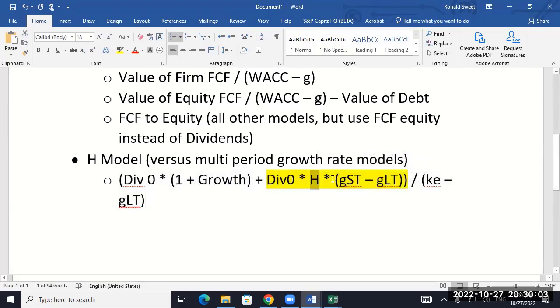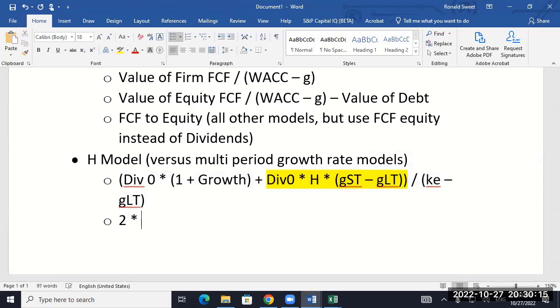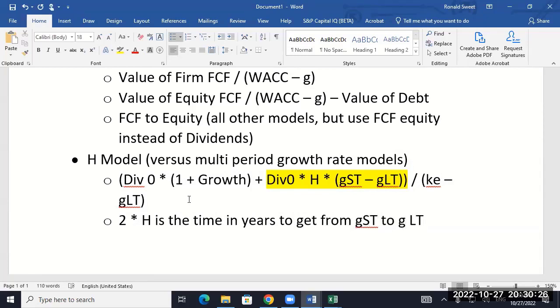It assumes you start at some number today, maybe 20%, and little by little over time, you'll get down to that. How long will it take? 2 times H is the time in years to get from short-term growth to long-term growth. So H is another word for half-life. What's the half-life of growth? So I think they're going to grow really fast the next 10 years. So my H is 5.